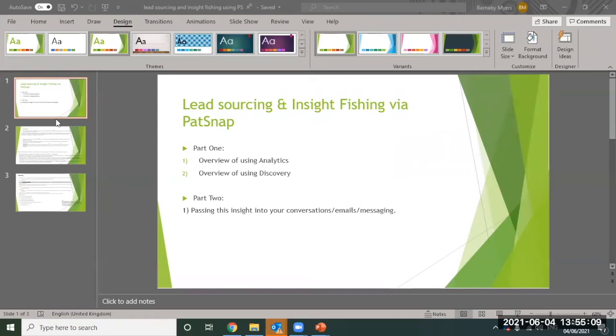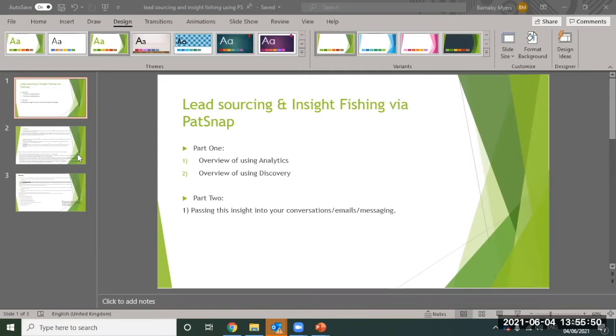So, yeah, the purpose of this is to demonstrate PatSnap's tools in helping you to find new leads and also to fish for new insights as well. Firstly, we're going to start off with analytics, then we're going to go into discovery. And then I'm going to show you how I can integrate some of the hooks and insights I find using both analytics and discovery into my conversations, my dialogue that I have with my prospects, either over LinkedIn messages, emails, or over the phone, even that may be through scheduled calls or through cold calls as well.